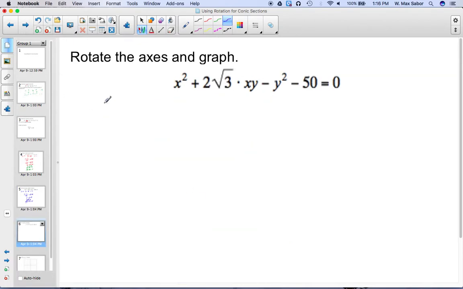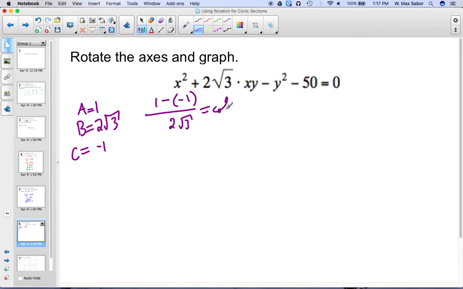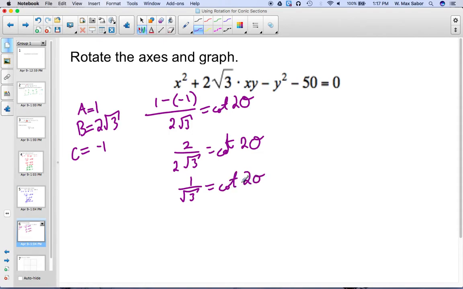Now let's do an actual rotation. Let's rotate these axes and graph. A is 1, B is 2 square roots of 3, C is -1, so we can say 1 minus -1 over 2 square roots of 3 equals cotangent of 2 theta. So 2 over 2 square roots of 3 equals cotangent of 2 theta, and 1 over square root of 3 equals cotangent of 2 theta. So square root of 3 equals tangent of 2 theta.